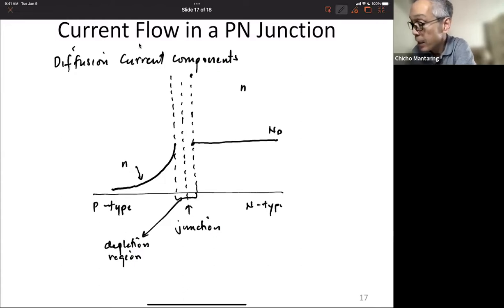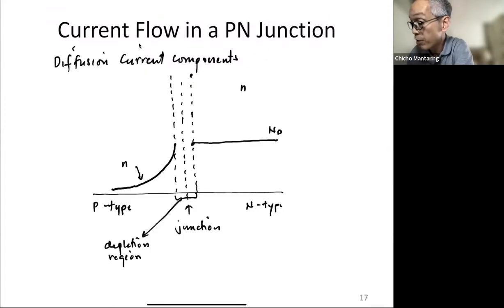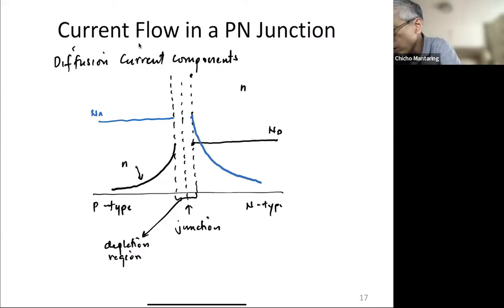And I might have a similar situation for my holes. Let me use a different color. So for holes, for example, this can be N sub A. Let's say this is N sub A. And then starting here, this is going to drop this way. So this is going to be the concentration of holes on the N side. So note that these are minority carriers. This is my concentration of holes on the N side. This is the concentration of electrons in my P side. So this is what is going to cause diffusion.